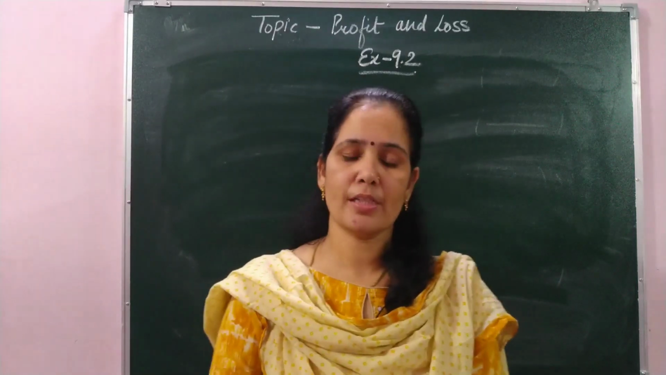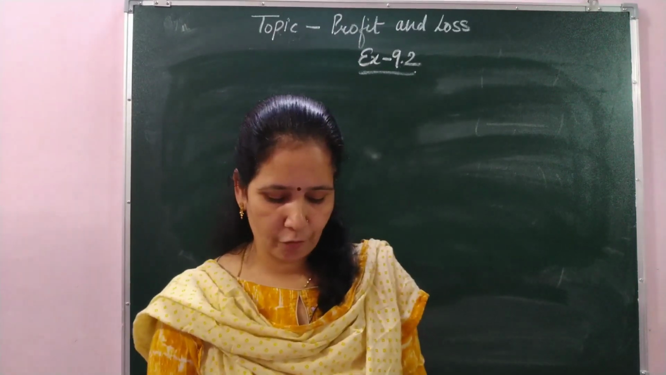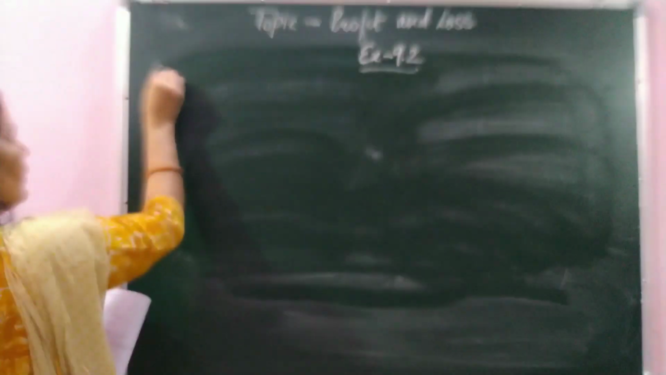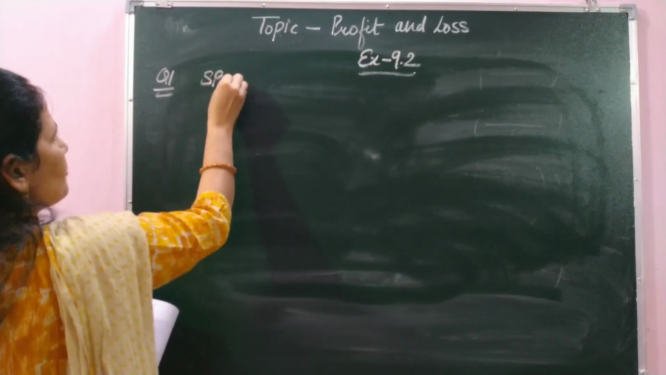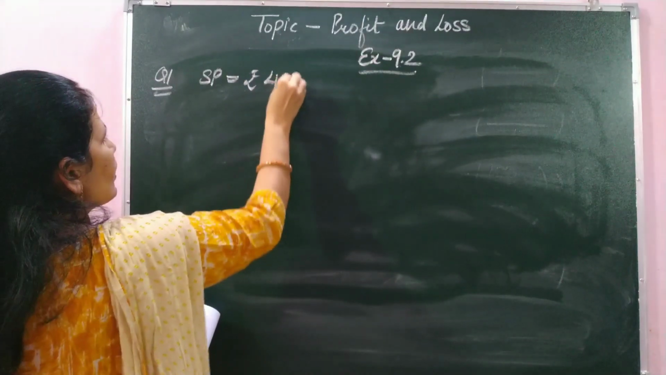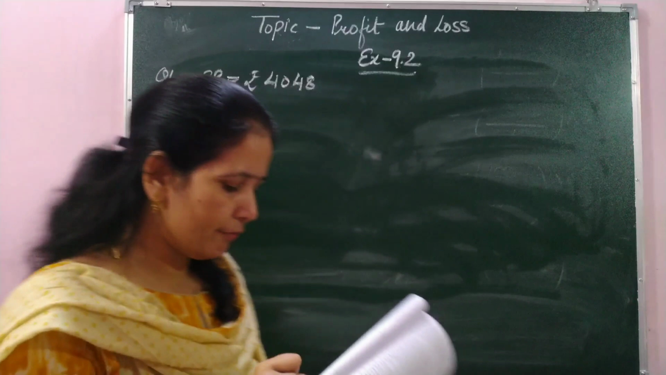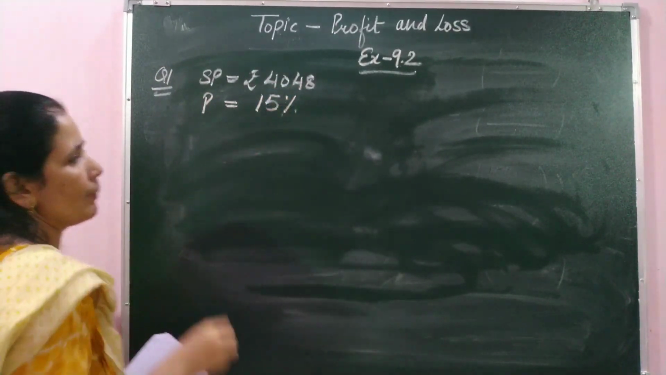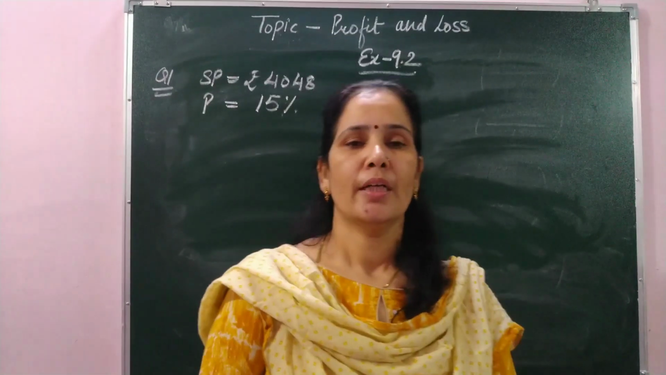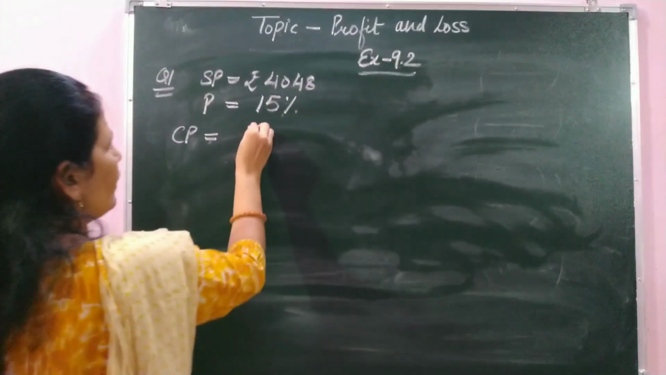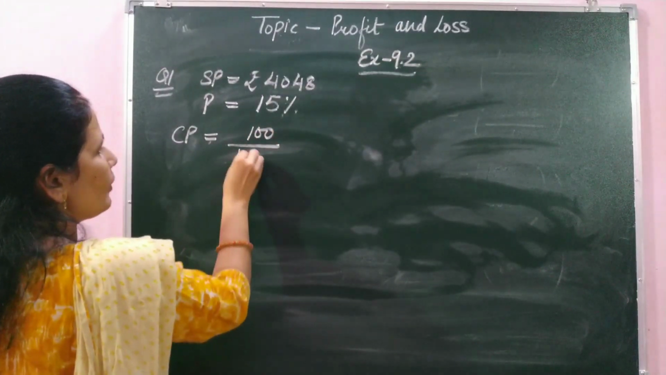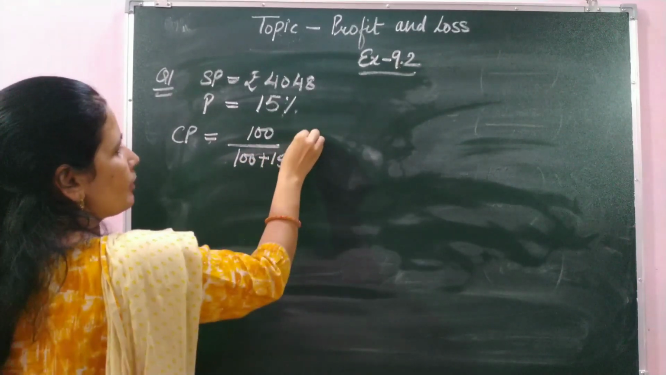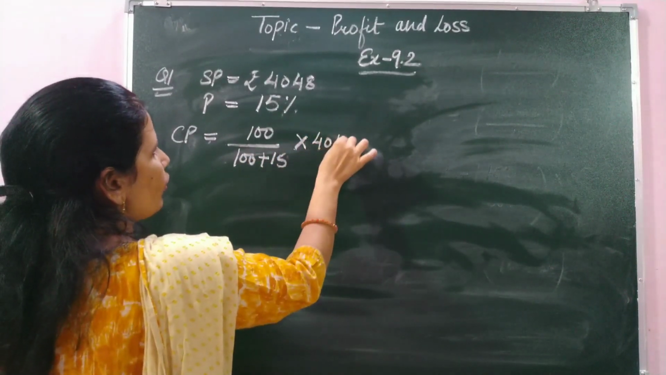In question number first, they have asked to find the cost price of an article when SP is given. So what terms have they given us? SP is rupees 4,048, the selling price of an article, and the profit percentage is 15%. Now students, we have discussed the formula before. If SP and profit percent are given, to find the cost price we use 100 plus profit percentage, multiplied by cost price, that is 4,048.